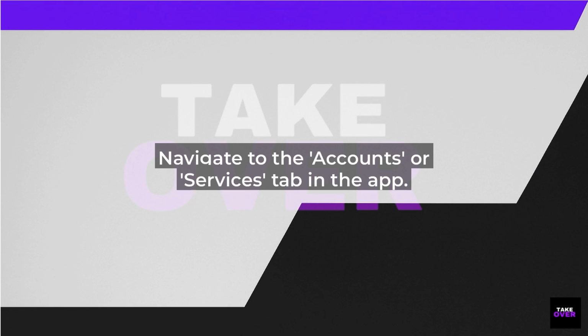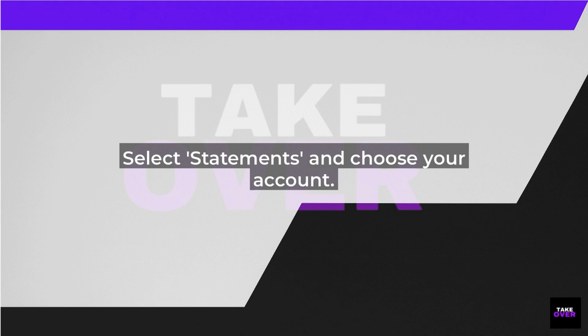Next, pick the statement period, like monthly or quarterly. Axis Bank has updated their interface in 2025 to make this even easier, with filters for date ranges and transaction types. Once you've selected your period, hit View or Download. The statement will appear on your screen as a PDF, which you can scroll through or save to your device.